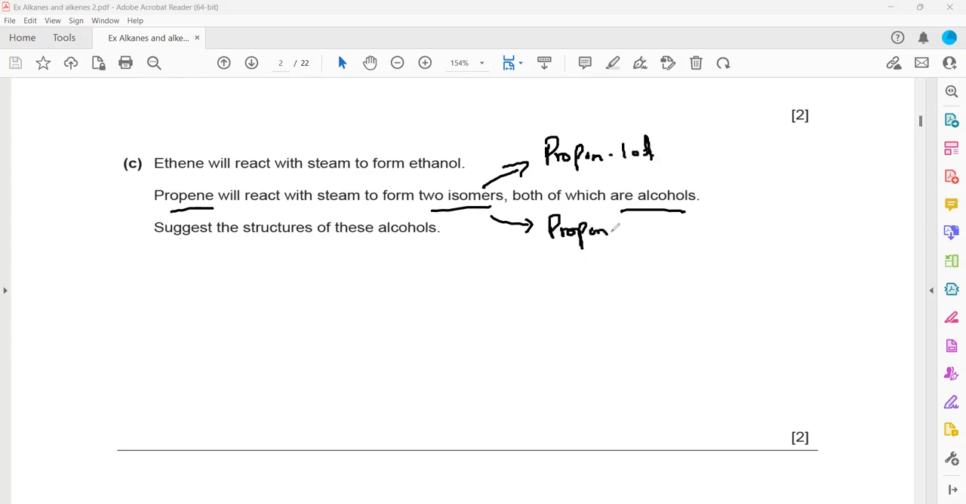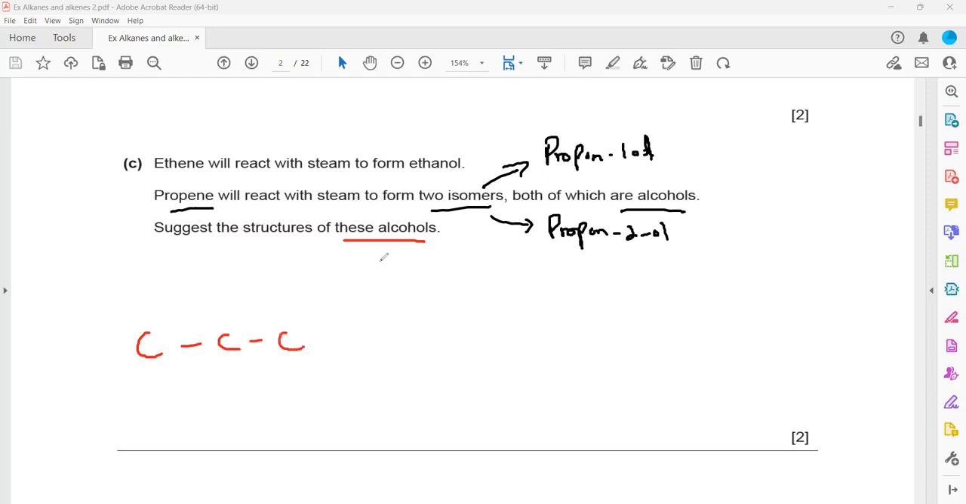it might be propan-2-ol. Means the OH might be attached to the first carbon, or the OH might be attached to the second carbon. Both possibilities are there. The OH can be attached to any of the carbons. So we have to draw 2 isomers of these alcohols. So 3 carbon atoms. Prop means 3 carbon atoms.